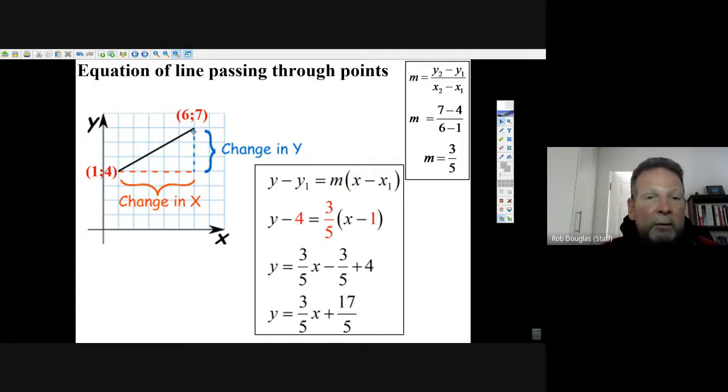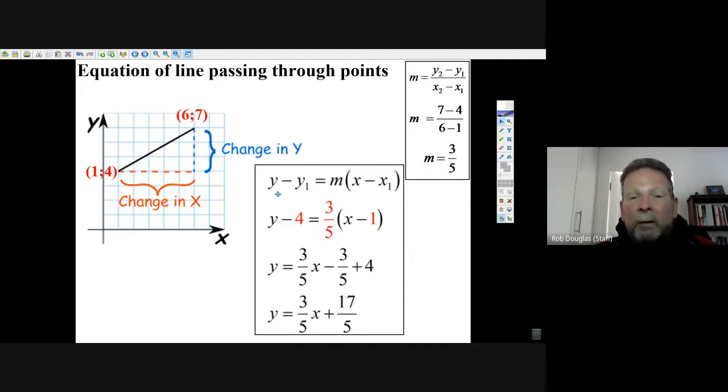Well, if we were asked that question first, we would have to find the gradient. To figure out the equation of the line, the first thing you have to do is find the gradient. So we'd do that. We'd subtract the two y values, we'd subtract the two x values, and we'd make a fraction. And like we did in the last video, we got that the gradient is 3 over 5.